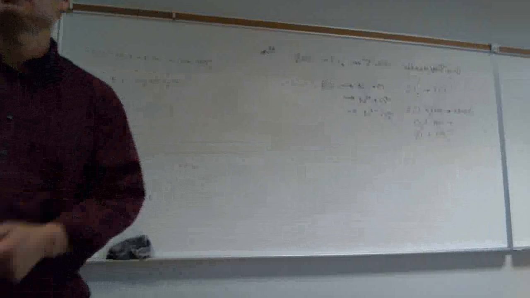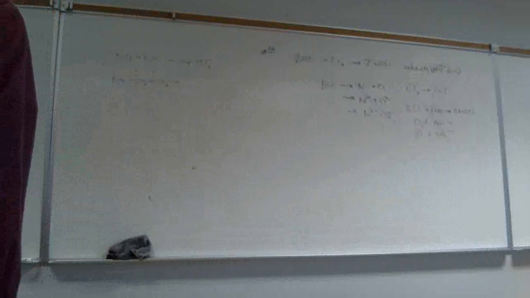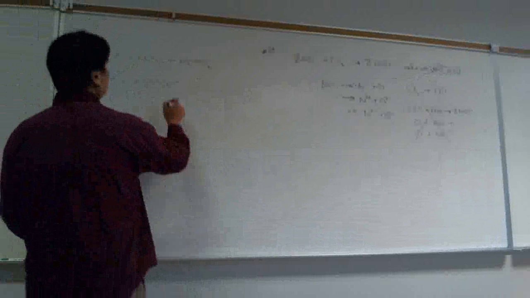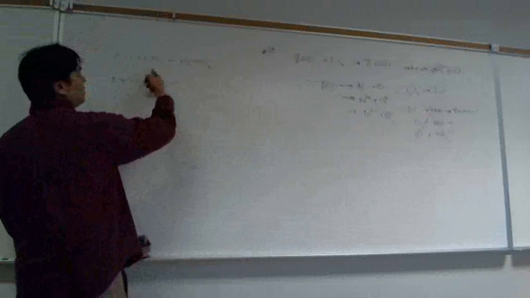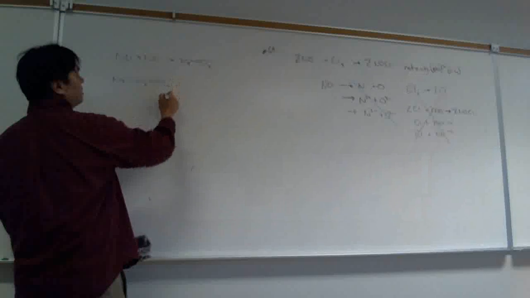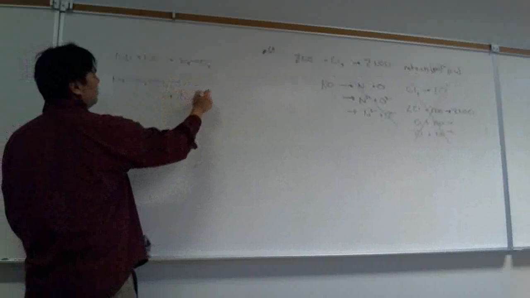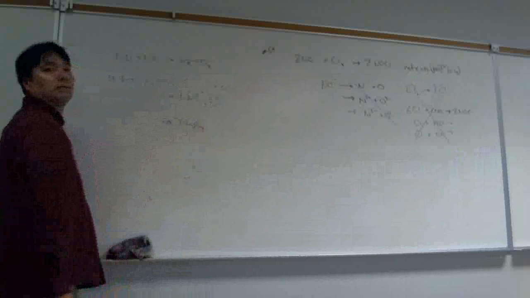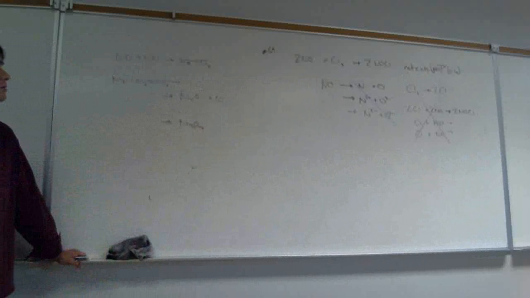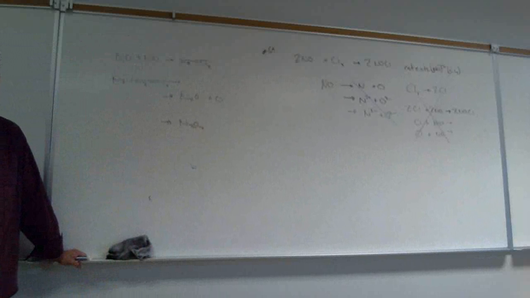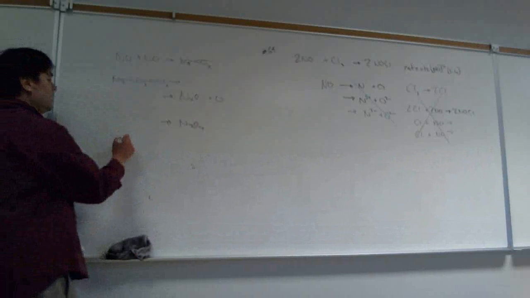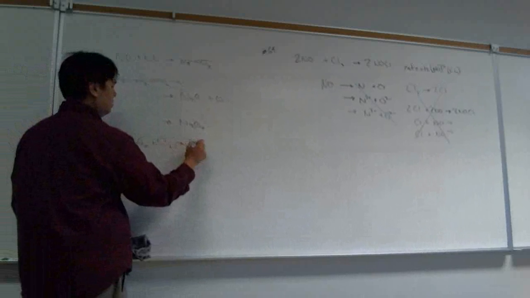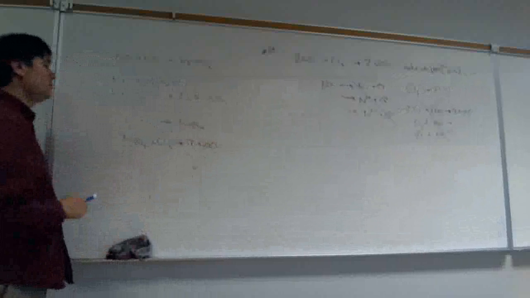Okay, let's try something else here. What else can we have? NO plus Cl2 yields NOCl plus Cl. Well, let's try exhausting all the possibilities here. This could form N2O plus O, or it could form N2O2. Which one do you think will get us closer? Let me try N2O2. N2O2 plus Cl2 yields 2NOCl. This seems reasonable, right?